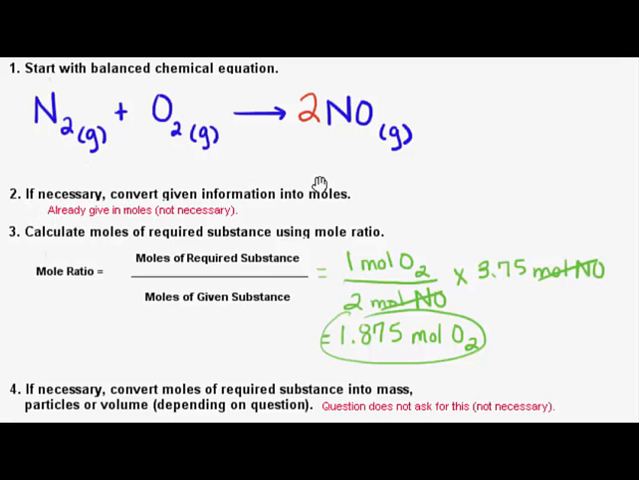Next, we calculated the moles of our required substance, which we determined was oxygen gas, remember? And we did this by setting up a proper mole ratio. Now you know the formula for a mole ratio, and you can apply it to any question. Finally, we determined that we did not need to move on to step 4, because our question was asking for an answer in moles, and we calculated that in step 3.